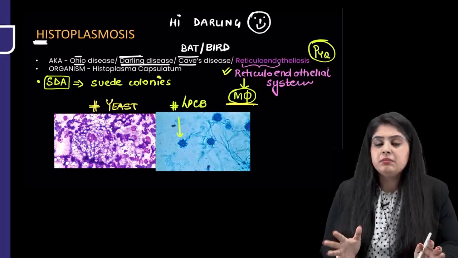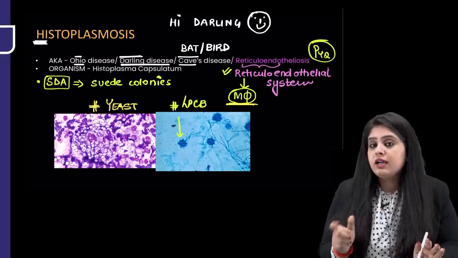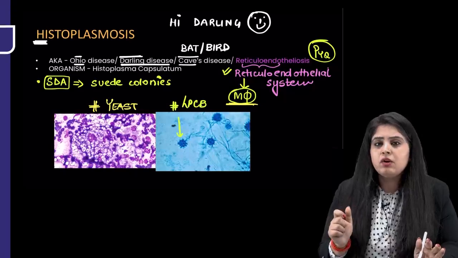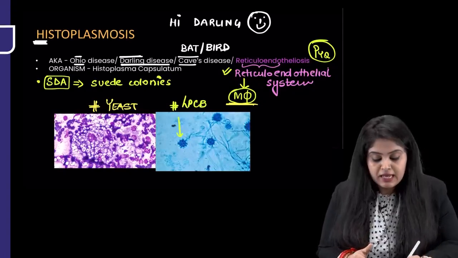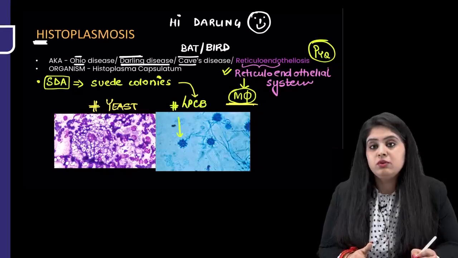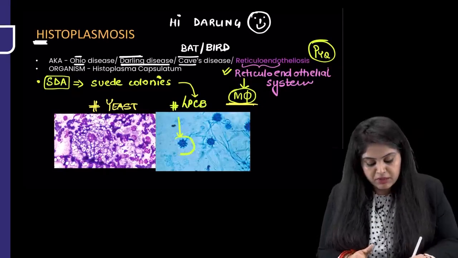They can be white, they can be brown. Suede, it's a cloth. I hope everyone has seen it. It's a very thick cloth, a thick and smooth cloth. That is suede. So suede colonies are seen. And on top of that, when I do lactophenol cotton blue on these suede colonies, this is the picture that I'll see.